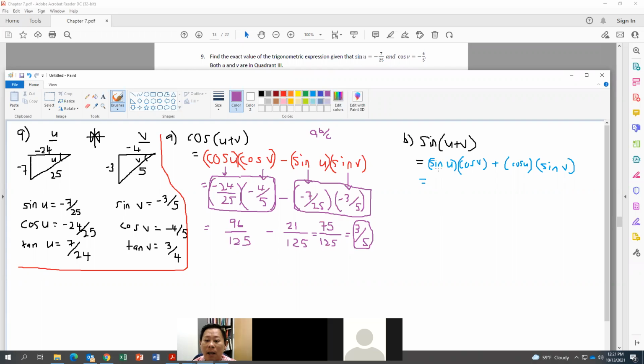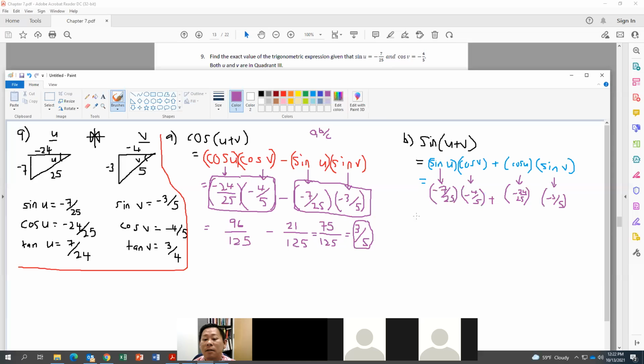Now, Jack, can you tell me what is sine U based on this triangle? Sine U is going to be -7/25. Cosine V, one more time, Jack. Cosine V is going to be -4/5. Okay. Plus, same thing here, cosine U. -24/25. Okay, and sine V. -3/5. Okay. And very similar to question A here, that's correct.